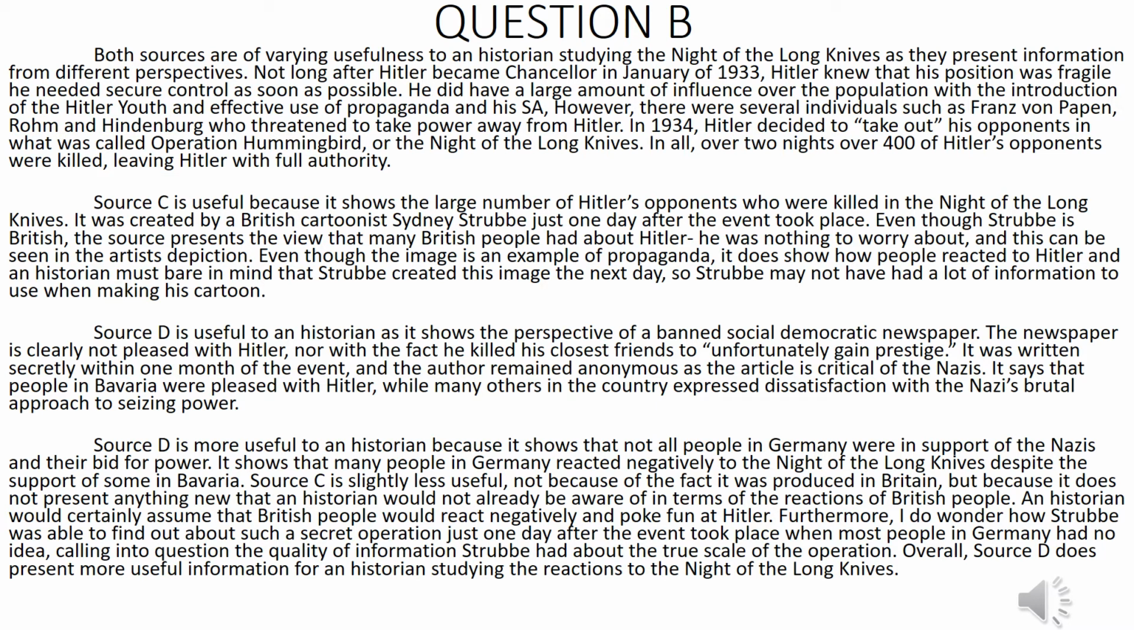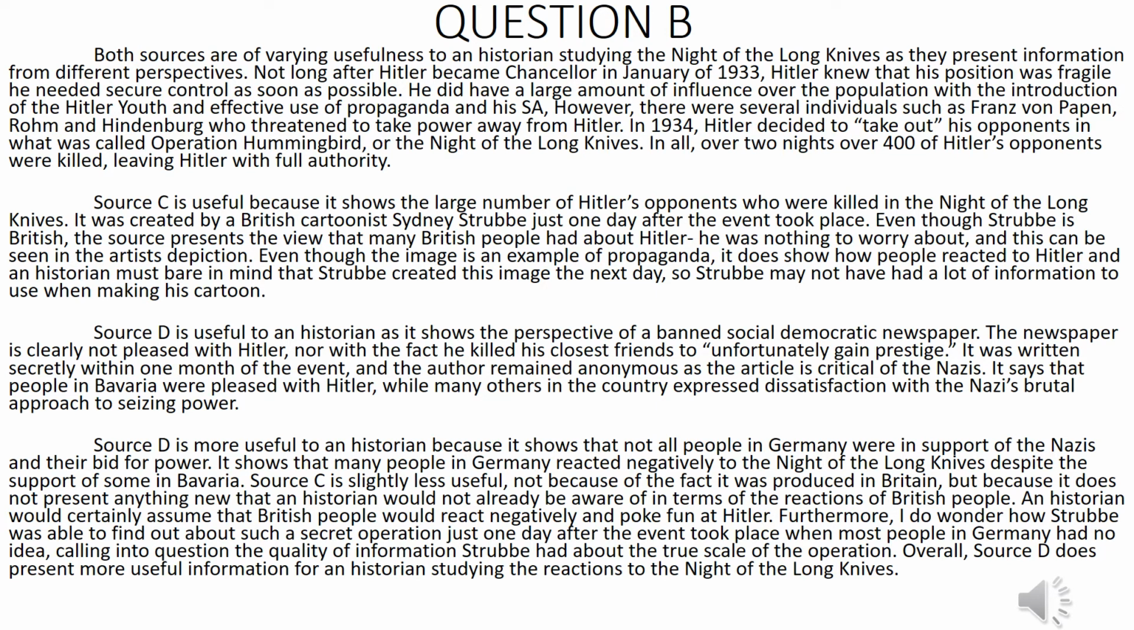Source D is more useful to an historian because it shows that not all people in Germany were in support of the Nazis and their bid for power. It shows that many people in Germany reacted negatively to the Night of the Long Knives despite the support of some in Bavaria. Source C is slightly less useful, not because of the fact it was produced in Britain, but because it does not present anything new that an historian would not already be aware of in terms of the reactions of British people. An historian would certainly assume that British people would react negatively and poke fun at Hitler.